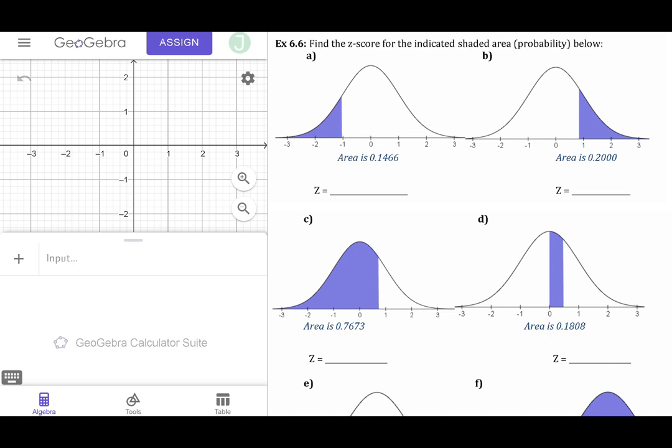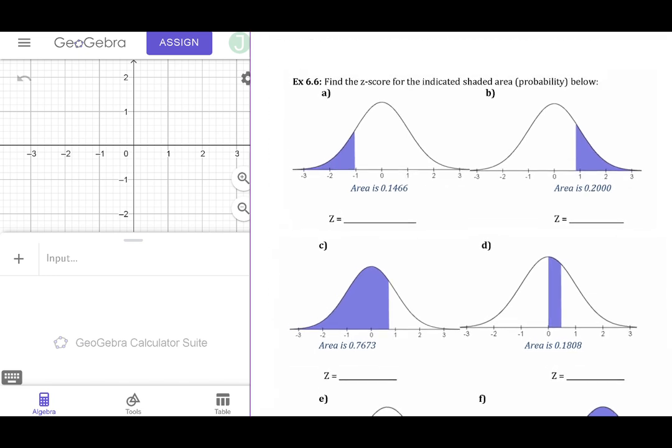Hello and welcome. In this video, we're going to look at how to use the probability calculator in GeoGebra to calculate or find the z-score for given areas or regions of the normal distribution. So really, these types of questions will be giving us the area, and we are being asked to find the score or the z-score or the data value. So without further ado, let's get into it.